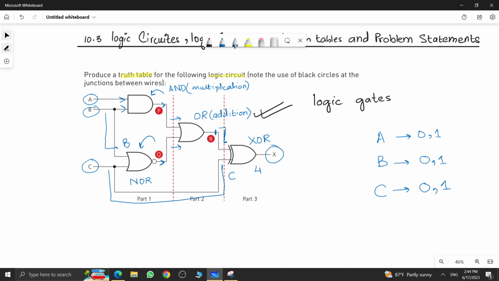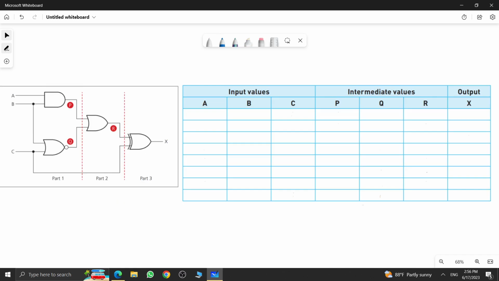Now, before solving the problem, you must know the functions of each of these gates so you can fill the truth table easily. And if you don't know the functions, please watch the previous video quickly. Now, let me show you the truth table and then we will start filling it. Okay, so here we go. This is your logic circuit and this is the truth table that we need to fill.